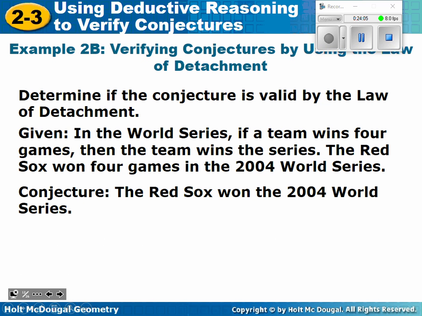So here's another one. Given: in the World Series, if a team wins 4 games, then the team wins the series. Okay, what's the hypothesis? Team wins 4 games. Okay, there's a hypothesis, so that's our P. And then what's the conclusion? The team wins the series. So that's the conclusion, or Q, right?